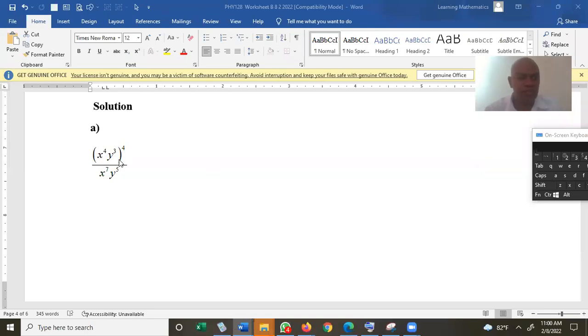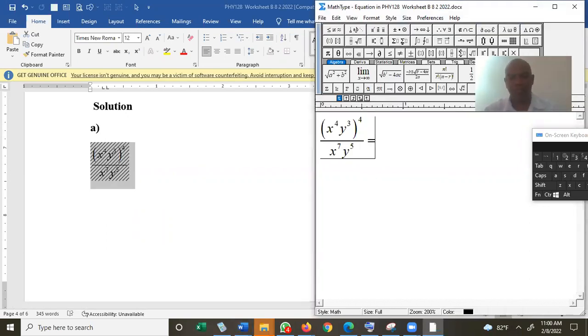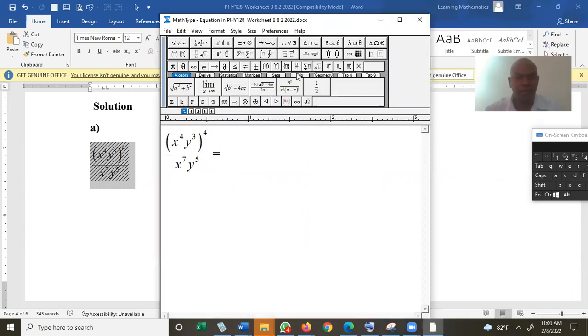Yes, so this question says to simplify this expression right here. So we're going to apply the laws of indices to simplify this expression. Basically, we have our numerator and we have our denominator. In our numerator, what we are saying is x to the 4 times y to the 3 raised to the power of 4. So we can apply what you call powers raised, okay?